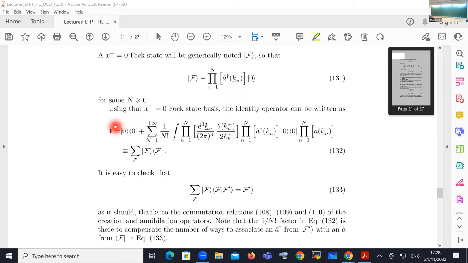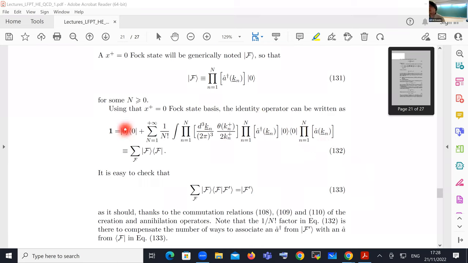So we can also write this representation of the identity as a sum over this Fock state basis. This would be the compact version, and then the more explicit version would be first the vacuum contribution here, and then the excited state contribution, where we sum over the number of scalar particles we include in the Fock states, and then we integrate over the momenta of each particle. So we integrate the k plus and the k perp here. And here that's just the Fock state F, and here the dagger of F essentially.